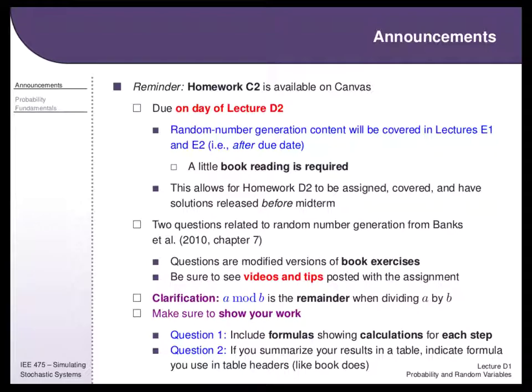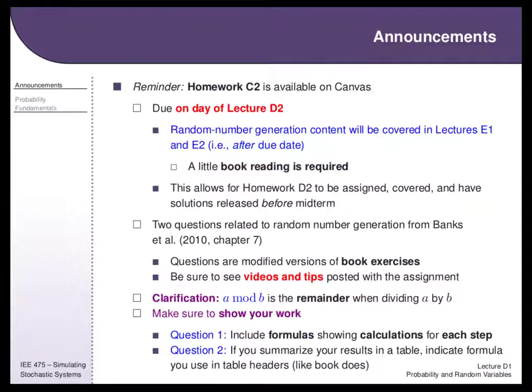For homework C2, if you've never seen this notation before, A mod B means the remainder when you divide A by B. So if you did 15 mod 2, because this is an odd number, the remainder is equal to 1.